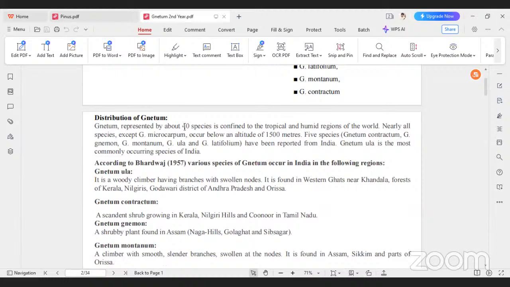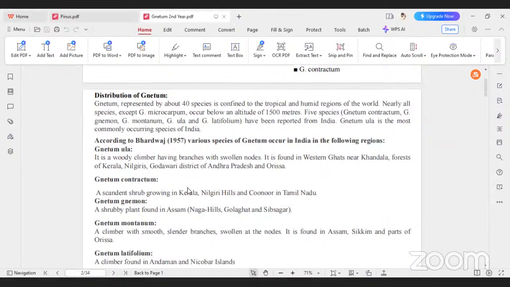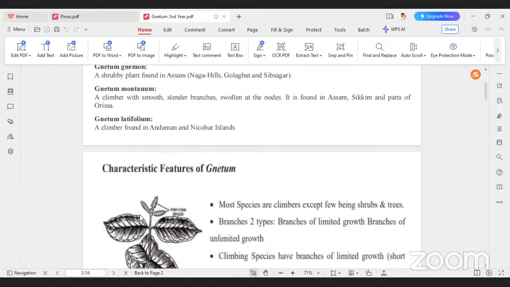Gnetum is represented by about 40 species confined to tropical and humid regions. Nearly all the species except Gnetum microcarpum occur below an altitude of 1500 meters, and five species, Gnetum contractum, Gnetum gnemon, Gnetum montanum, have been reported in India. According to the scientist Bharadwaj, various species of Gnetum occur in India. Gnetum ula is a woody climber, a liana, having branches with swollen nodes. No need for explanation about the different plants. Just remember the names: Gnetum ula, contractum, gnemon, latifolium, like this.